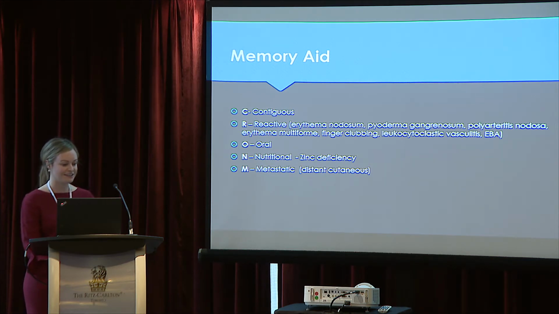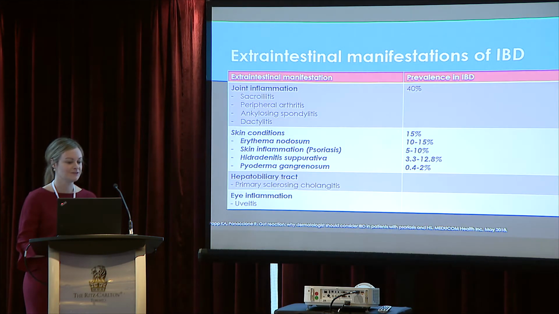R is reactive, so these are things that you may be familiar with that we'll go through in detail today. So erythema nodosum, pyoderma gangrenosum, polyarteritis nodosa, etc. O stands for oral manifestations of Crohn's disease. N are the more nutritional manifestations, and then M would be metastatic. So this is when it's distant from the active bowel disease, but related to underlying Crohn's disease.